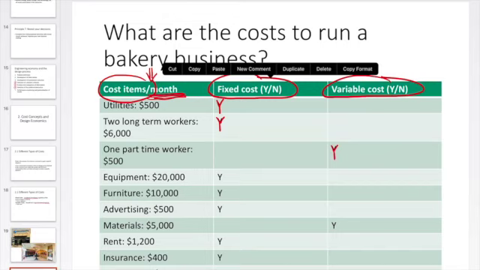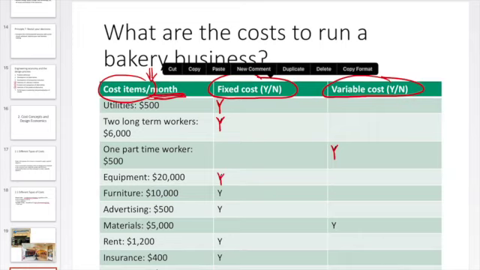And then equipment cost. Here, the equipment cost is the machine to make the bread, and the cost is 20,000. No matter how many breads you make every day, you still need to buy that same machine. So that cost is not going to change. So this is the fixed cost.